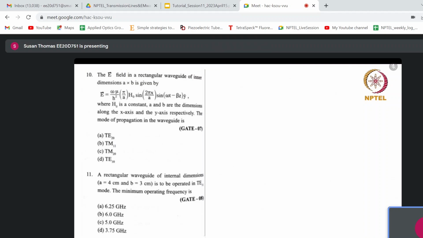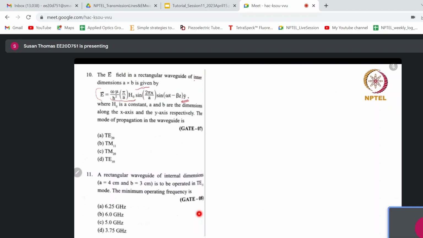Coming to the next question, which is from our GATE 2007 paper. The electric field in a rectangular waveguide of inner dimensions A cross B is given by this expression. If you notice, the electric field is in the Y direction, and this is the constant term.